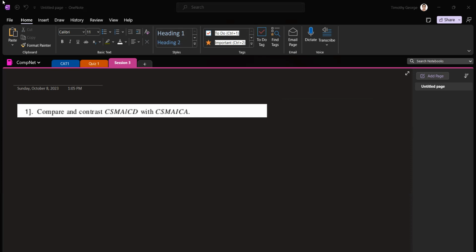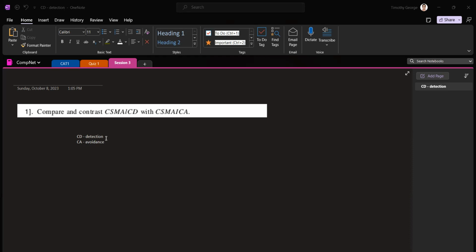You need to remember what CA and CD stand for if you want to answer this question. CD is collision detection. CA is avoidance. So your answer would be: CSMA CD is detecting a collision. If there's a collision, it'll detect it.